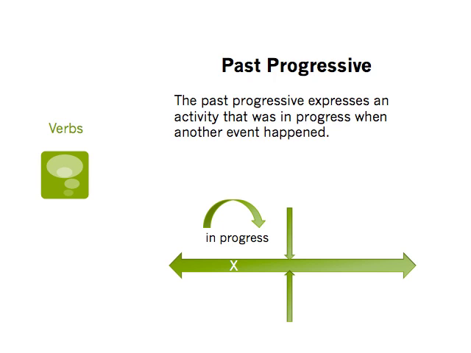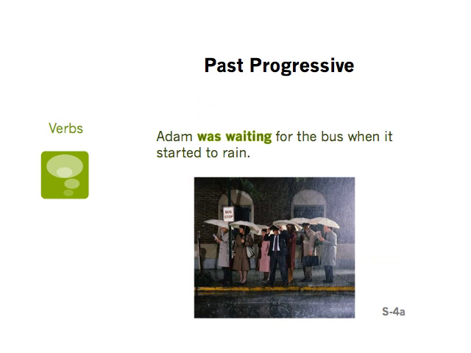When we want to express that two actions happened in the past, but that one action was in progress when the other occurred, we use the past progressive. Adam was waiting for the bus when it started to rain. In this sentence, an activity was in progress, expressed by the verb was waiting, in the past, when another event took place, expressed by the verb started.